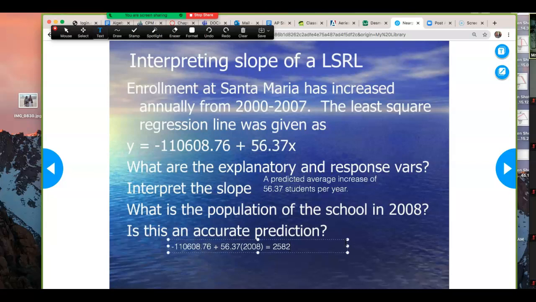But 2008 is outside the data set. We have data from 2000 to 2007. So if we predict outside of the data set, that's called extrapolation. But not really; if you predict what's going to happen next year, you're not extrapolating too far. But if you said, what's the population going to be in 2020, and we got 6,000 students, that's really extrapolating.